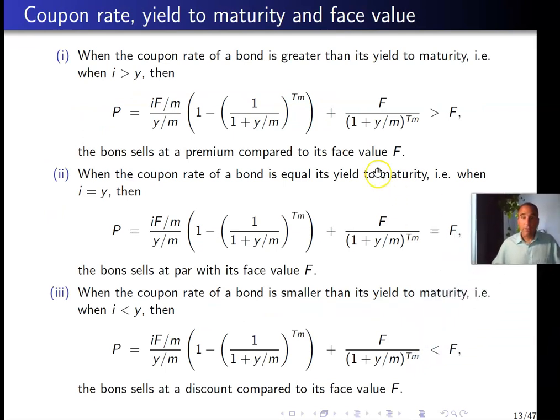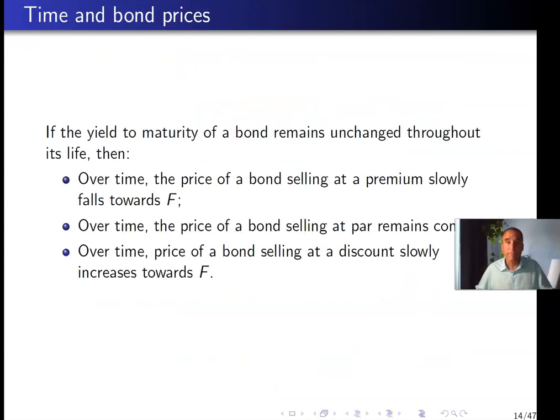So again, this is what we have just discussed. When the coupon rate is larger than the yield to maturity, the price is larger than the face value. When the coupon rate is equal to the yield to maturity, the price is equal to the face value. When the coupon rate is below the yield to maturity, the bond price is below the face value.